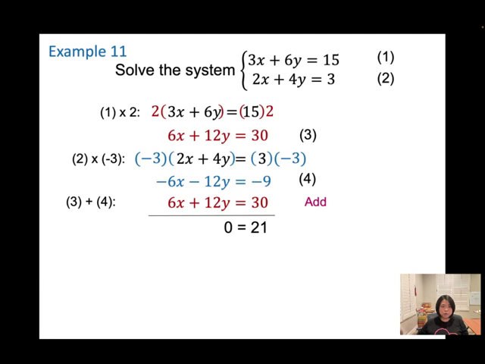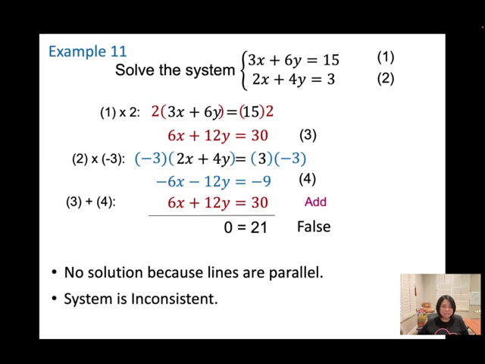You're going to get 0 equal to 21. And this is a false statement. Remember that when you get a false statement, what kind of solution is it? That would be no solution, right? Because lines are parallel. And the system is inconsistent. And equations are independent.